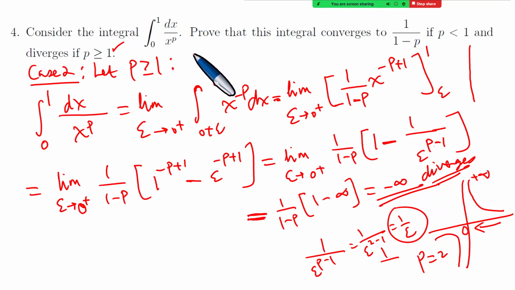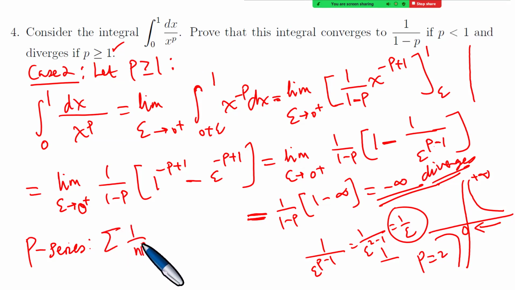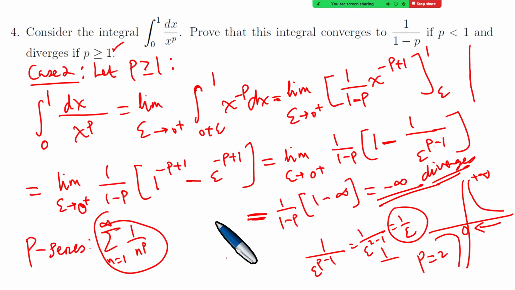There are those integrals like these that involve the p. There's something called the p series, because we're going to speak about the tests. The p series would be the summation from 1 to infinity of 1 over n to the power p. There's a way of showing that this p series diverges whenever p is greater or equal to 1. But whenever p is less than 1, then this is what you have.